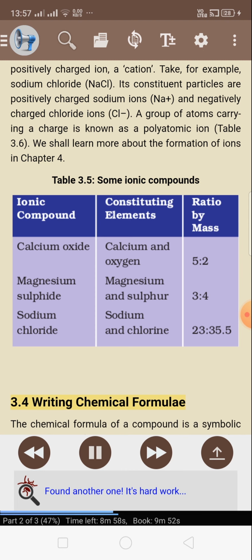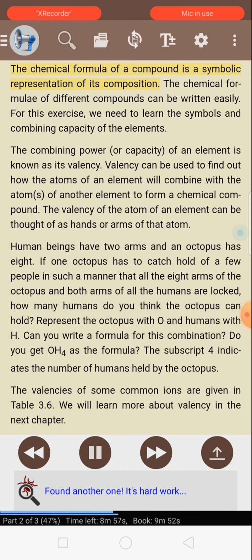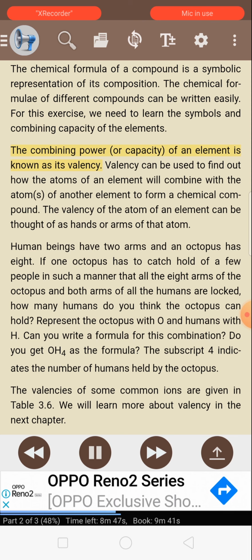3.4 Writing chemical formulae. The chemical formula of a compound is a symbolic representation of its composition. The chemical formulae of different compounds can be written easily. For this exercise, we need to learn the symbols and combining capacity of the elements. The combining power or capacity of an element is known as its valency. Valency can be used to find out how the atoms of an element will combine with the atoms of another element to form a chemical compound.